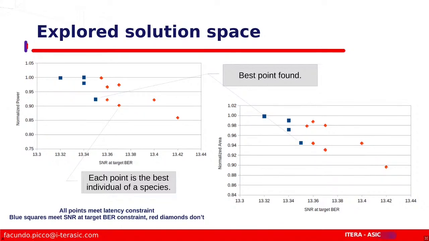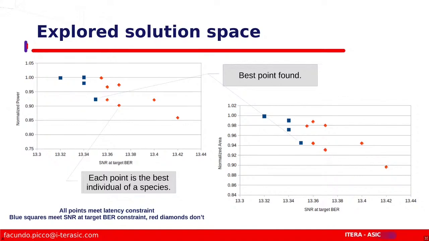We see that the red dots are the ones that do not fulfill the 13.35 constraint on signal-to-noise ratio at target BER, and the blue squares do comply with that requirement. So the red dots are a no-go, and the blue dots are the species for which we have individuals that fulfill all the hard constraints. And from those, of course, the best one is the one that has the lowest power and the lowest normalized area.